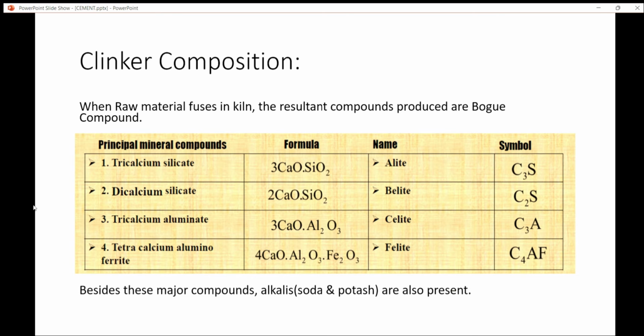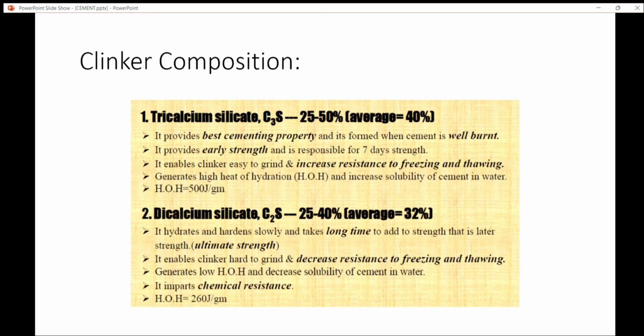Clinker composition. After the cement burns, the clinker comes, and in the clinker we find four main components: tricalcium silicate, dicalcium silicate, tricalcium aluminate, tetracalcium aluminoferrite. These are the names, and now we'll discuss the details of those.